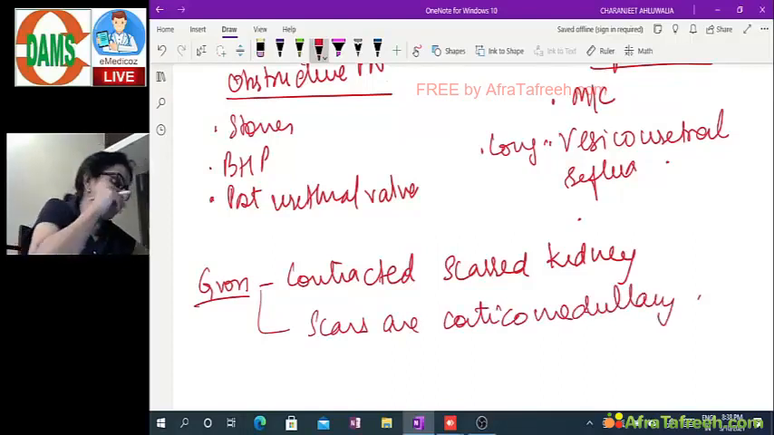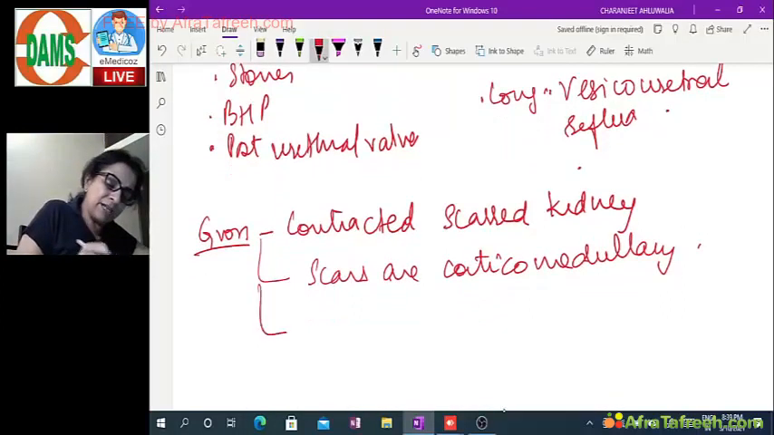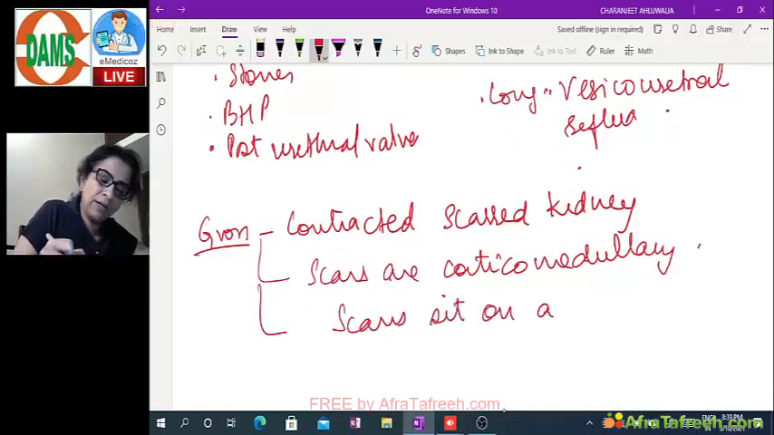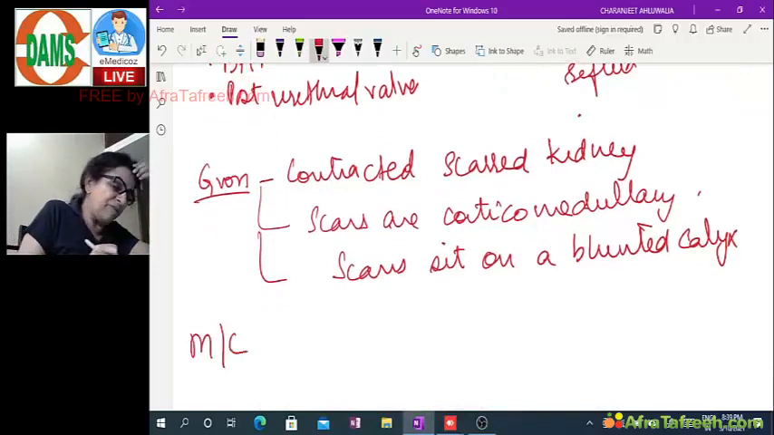So they extend from the medulla to the cortex, and these scars sit on a blunted calyx. Scars sit on a deformed or blunted calyx. Under the microscopy, very important feature, one line you have to remember.